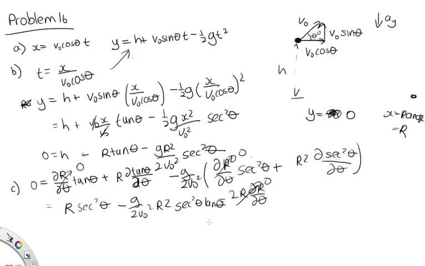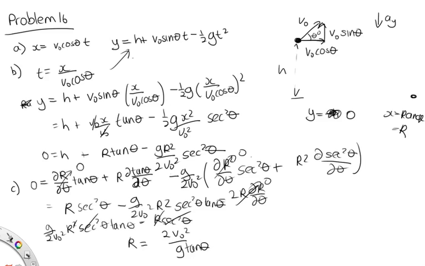Okay, now we've got to try and solve this for maximum range r. So we have g over 2 v naught squared r squared sec squared theta tan theta is equal to r sec squared theta. We cancel out the sec squared thetas and one of the r's, and we have r is equal to 2 v naught squared over g tan theta. Okay, now we lost a factor of 2. The derivative of sec squared theta with respect to theta is actually equal to 2 sec squared theta tan theta. So that's where that 2 went.